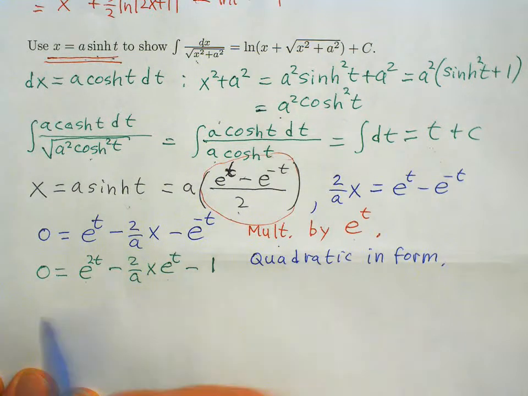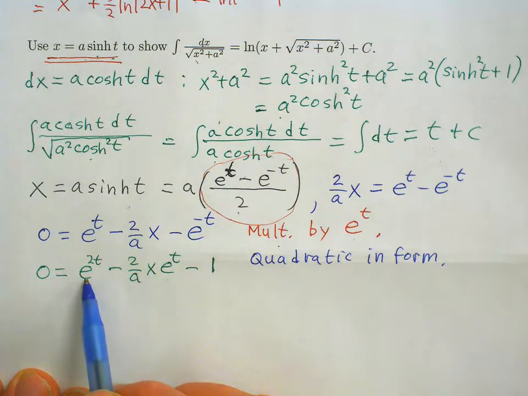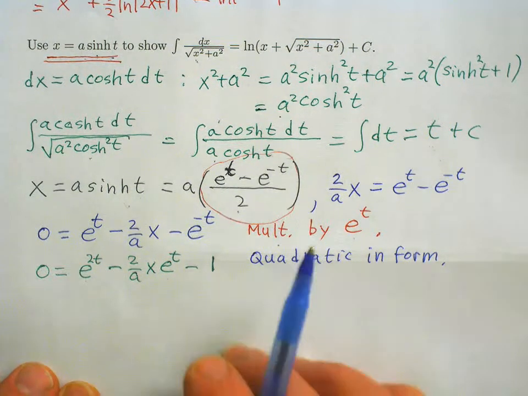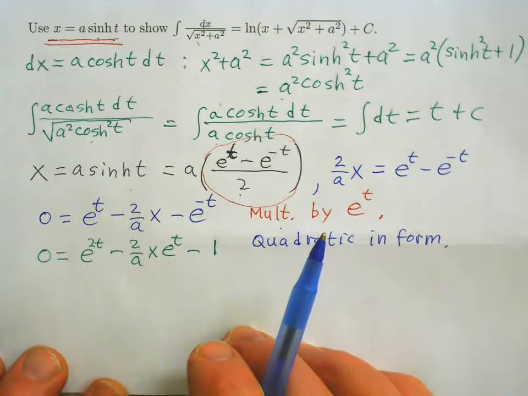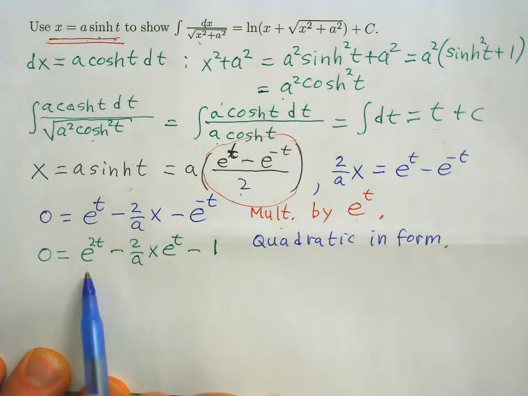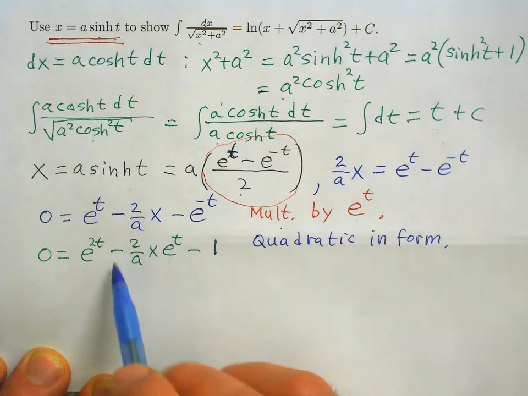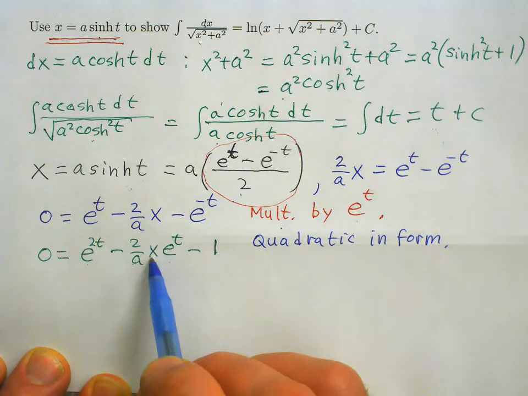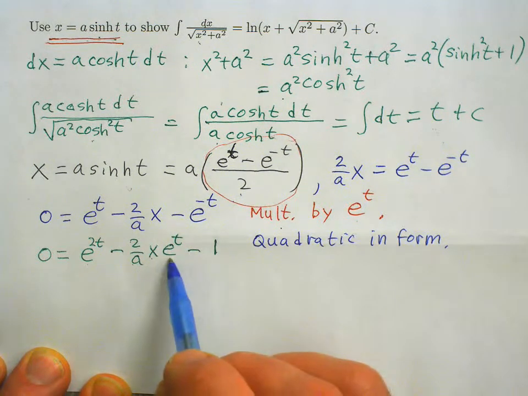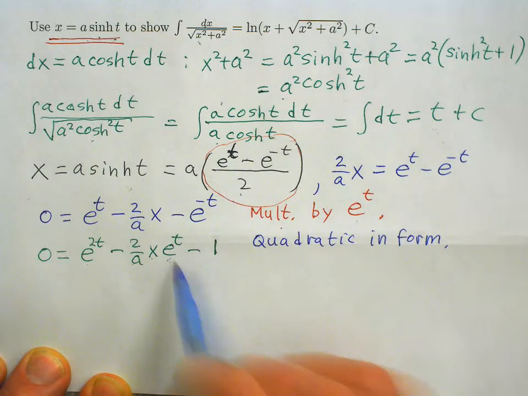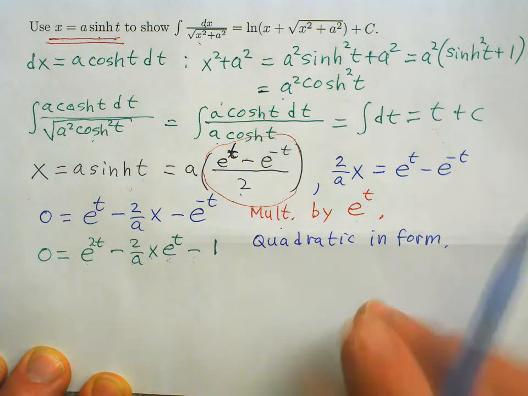You could use a substitution if it helps. It's not really necessary. But think of the coefficient of the squared term as 1, because that's what it is. So a is 1. b is negative 2 over a x, because that's the coefficient of the e to the t term. And the constant is negative 1.